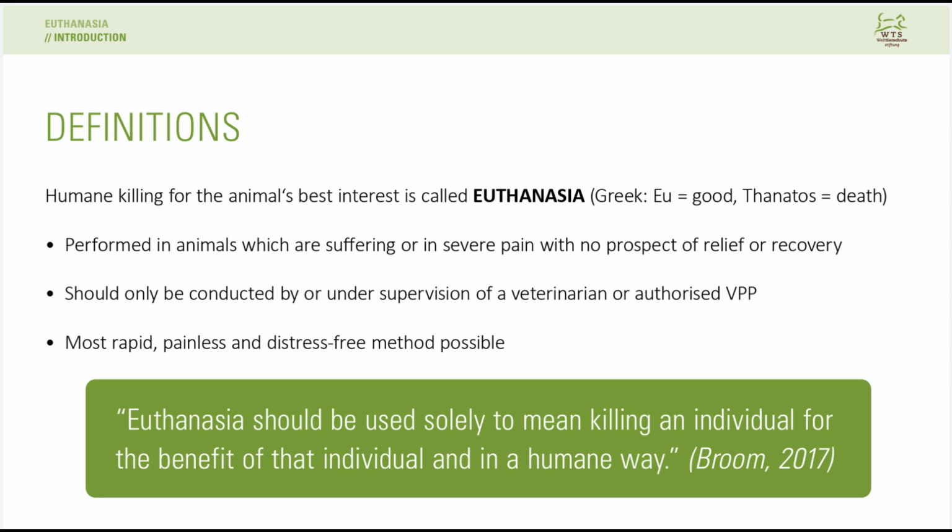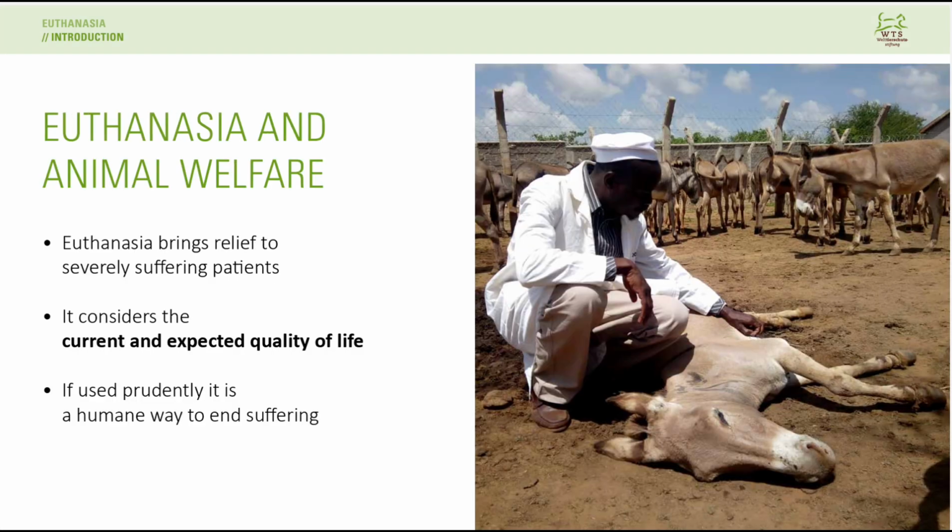Euthanasia should only be carried out by or under the supervision of a veterinarian or an authorized veterinary paraprofessional, using the most rapid, painless, and distress-free method possible. Euthanasia plays an important role in promoting animal welfare by relieving animals from severe pain and suffering. The decision to perform euthanasia should take into account both the animal's current condition and its expected quality of life. When used appropriately and responsibly, euthanasia provides a humane way to end unnecessary suffering.